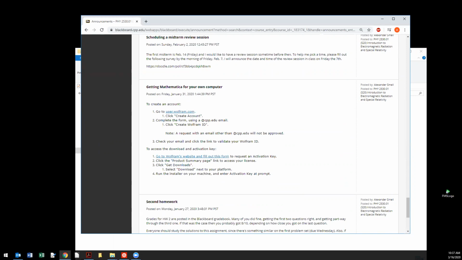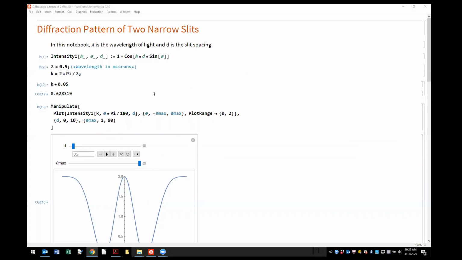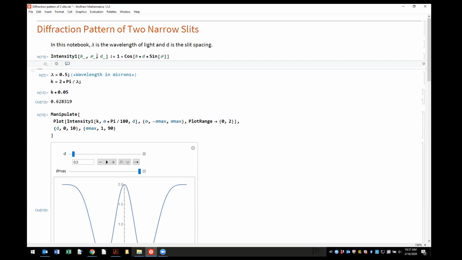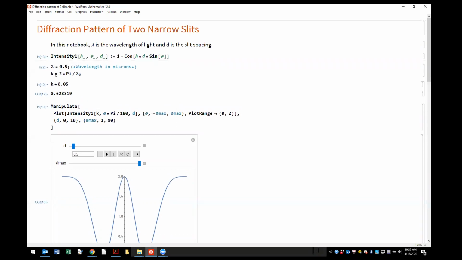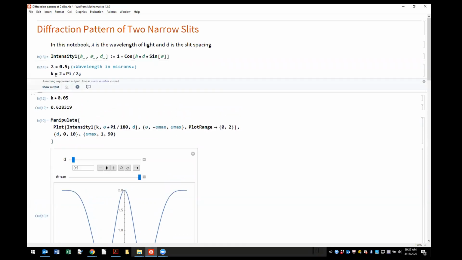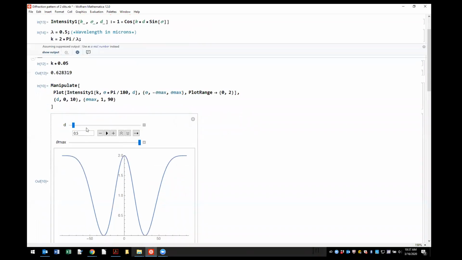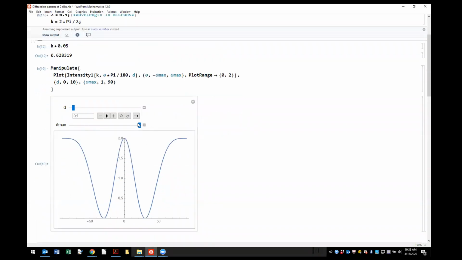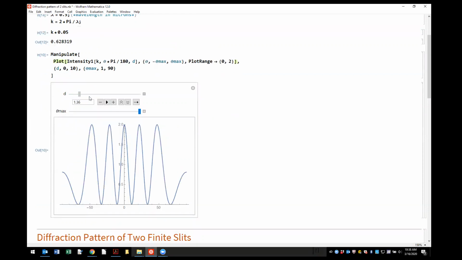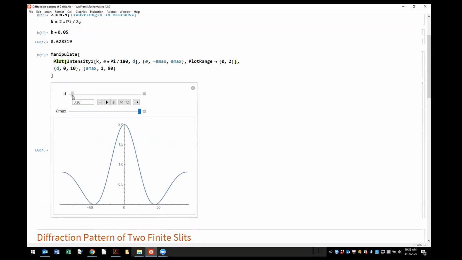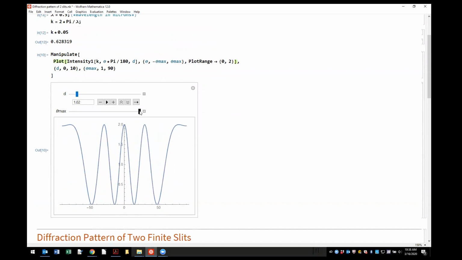But now I'm going to go back to sharing my Mathematica screen. Okay, so first I define a function that calculates the intensity. And then we're going to say that the wavelength is 0.5. And then I've got something that I can play with. All right, I can make the slit spacing D be whatever I want it to be.